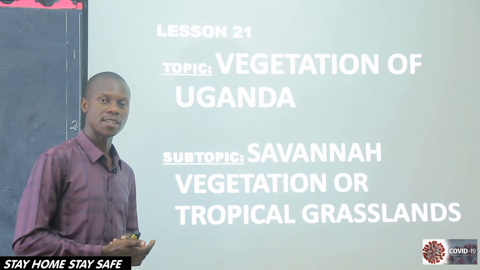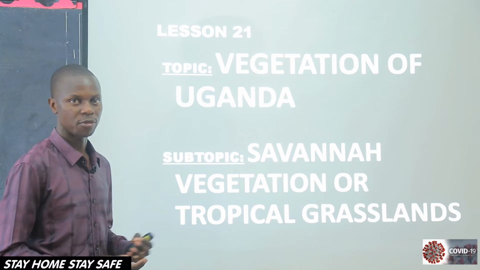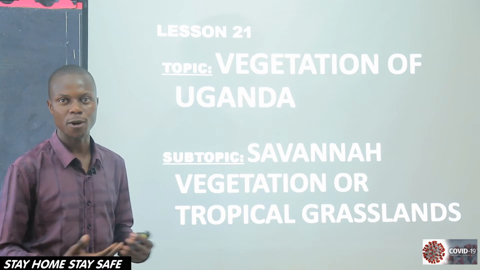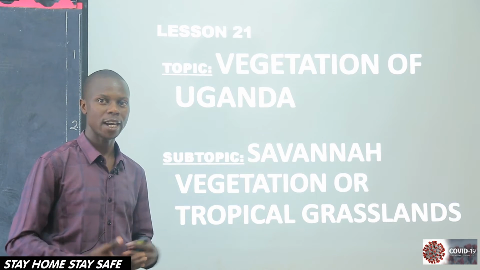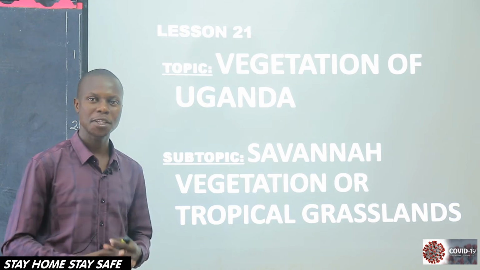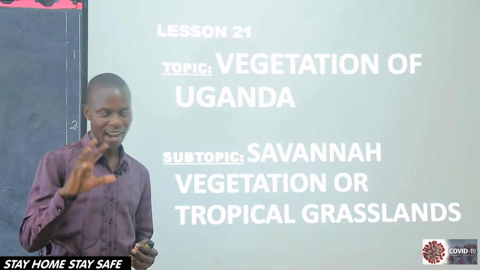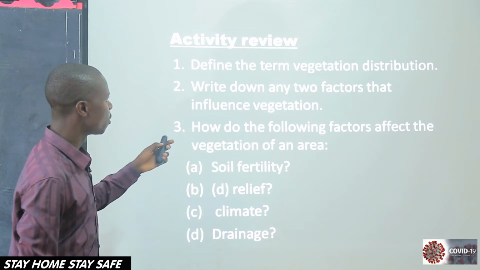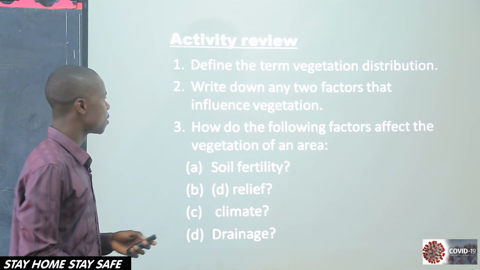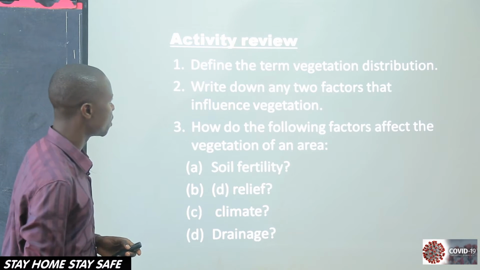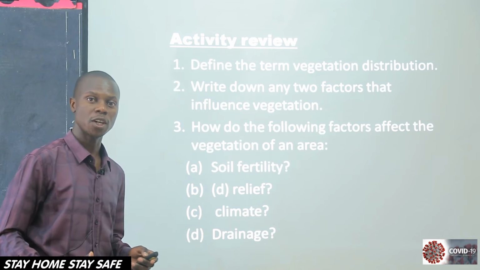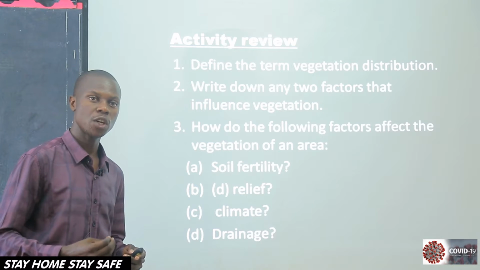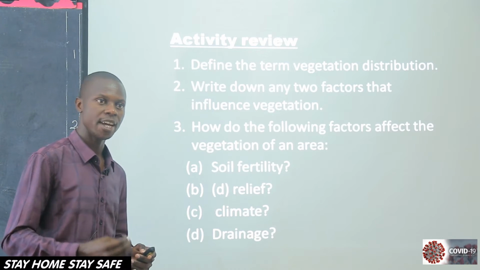So I left you with some work, some activity that was very simple. Actually, when I was coming for this lesson, I was thinking of leaving out the corrections for today, because I believe everyone hammered those simple questions. But somebody is saying there was something that I wasn't clear about. Okay, don't worry, let's quickly do corrections for that work. Number one was: define the term vegetation distribution. Vegetation distribution is the way vegetation is spread in an area.